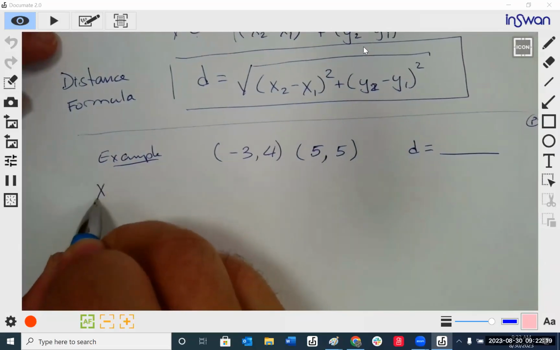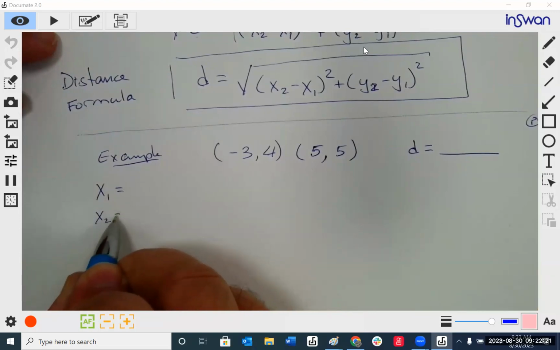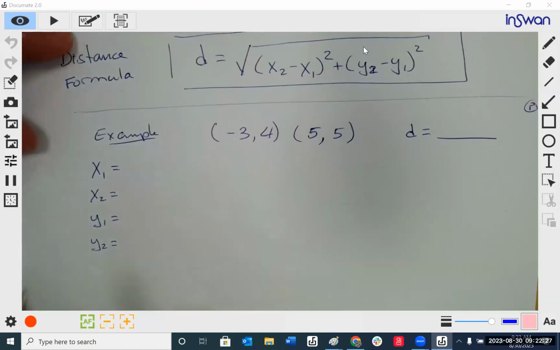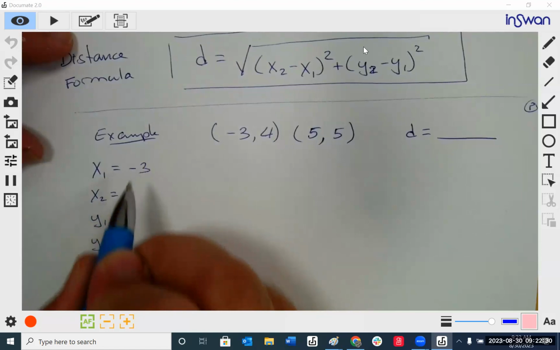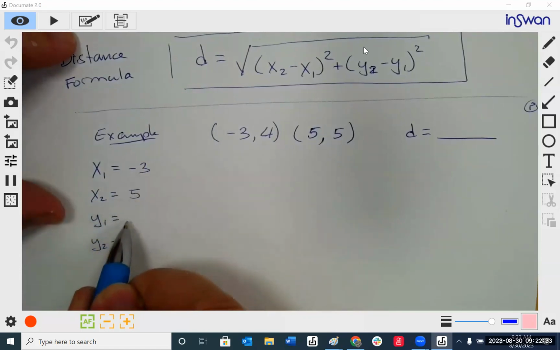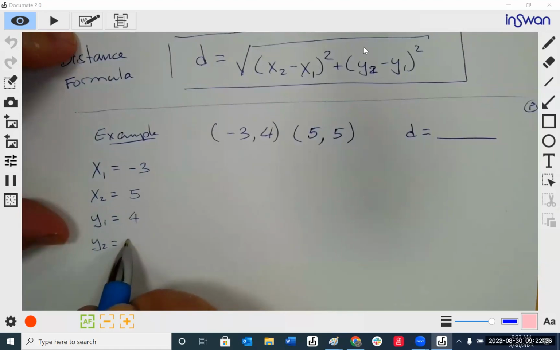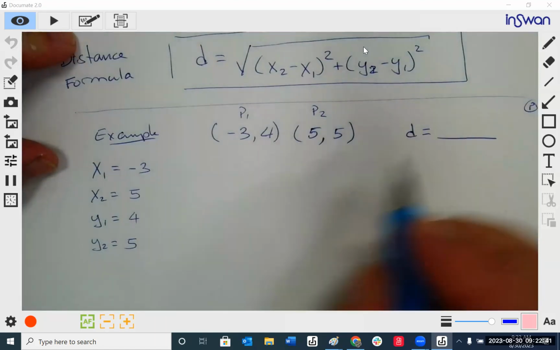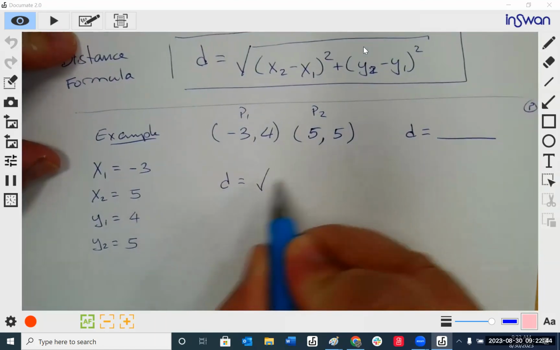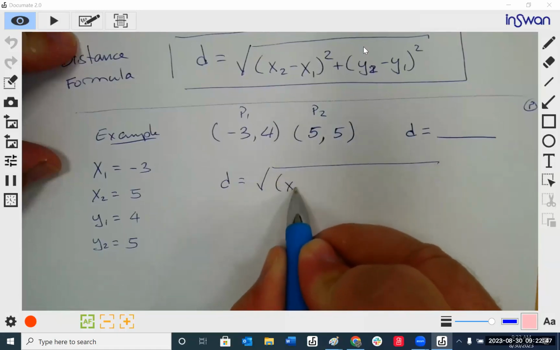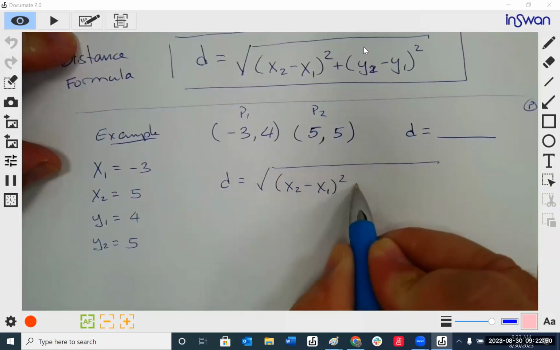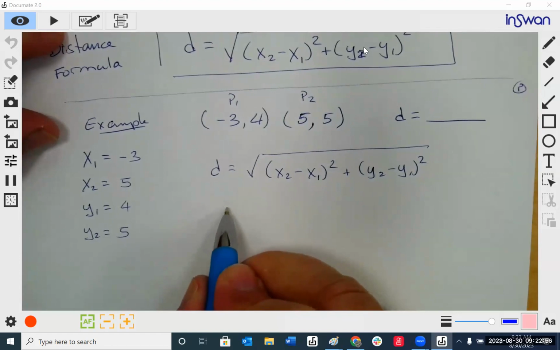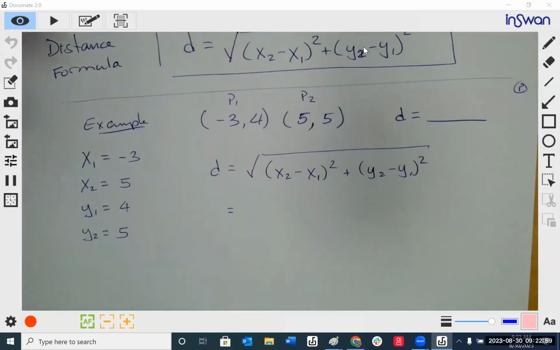So the first thing we do is label our points. X1, x2, y1. What is x1? X2, y1, y2. This is point 1. This is point 2. Since we're looking for the distance, always start off by writing the formula. X2 minus x1 squared, y2 minus y1 squared. Because once you have the formula, it's just plug and play.